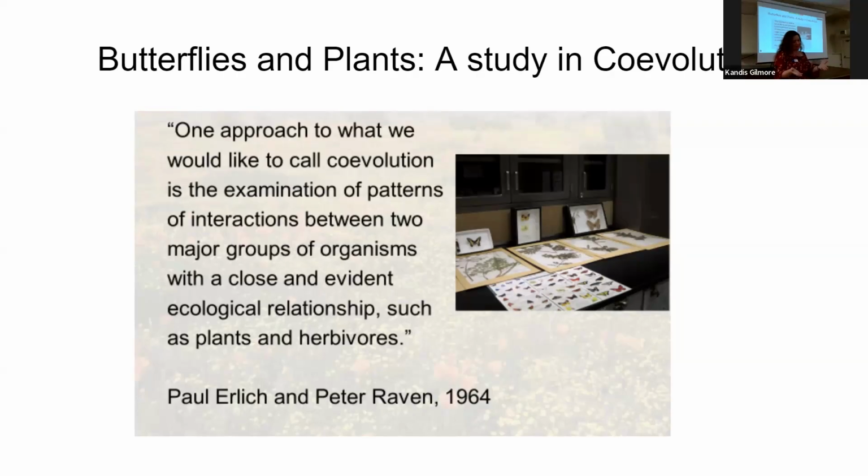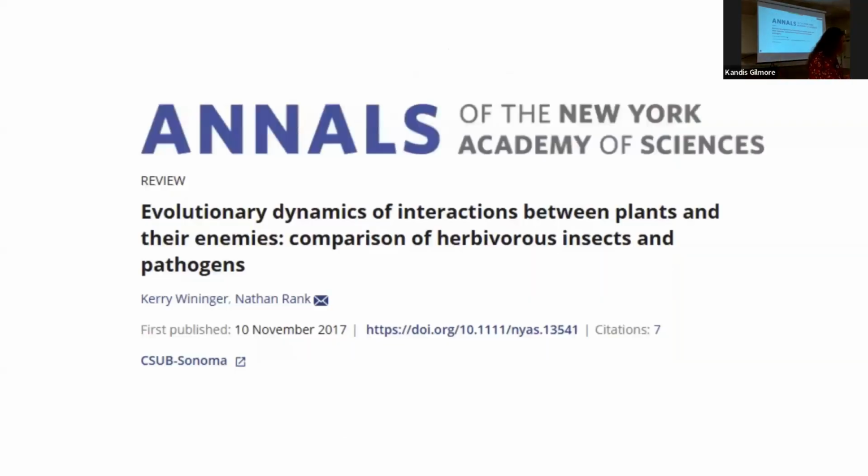And so what they wrote in that paper was, one approach that we would like to call coevolution is the examination of patterns of interactions between two major groups of organisms with a close and evident ecological relationship, such as plants and herbivores.